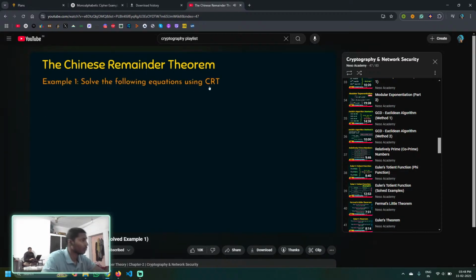Solve the following equations using Chinese remainder theorem. The equations are x is congruent to 2 mod 3, x is congruent to 3 mod 5, and x is congruent to 2 mod 7. How many equations are given in this question? 3 equations. So we are going to modify the formula in such a way that it caters to 3 different congruent equations. You can adjust the formula according to the need.